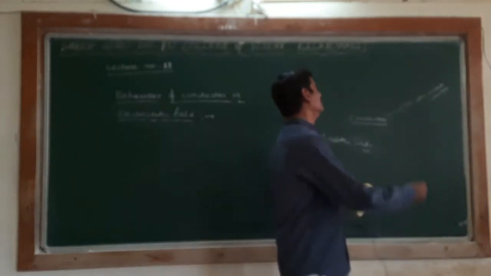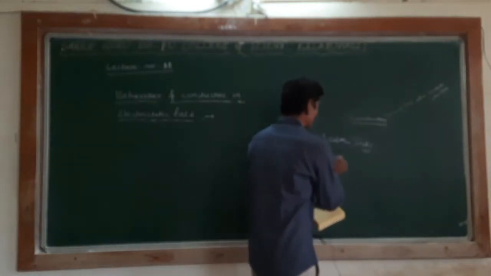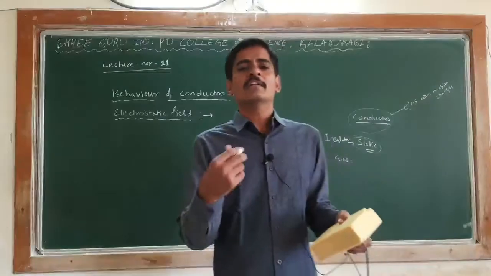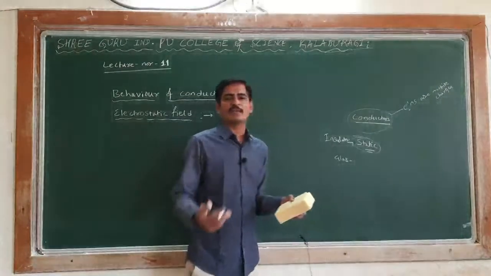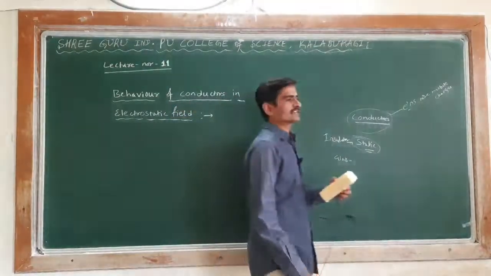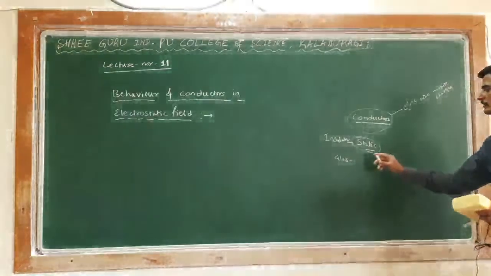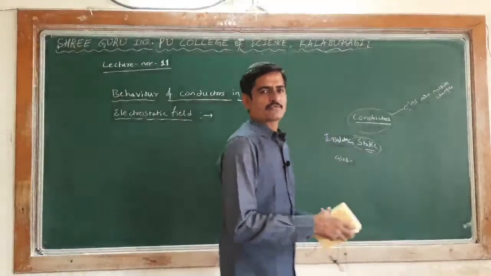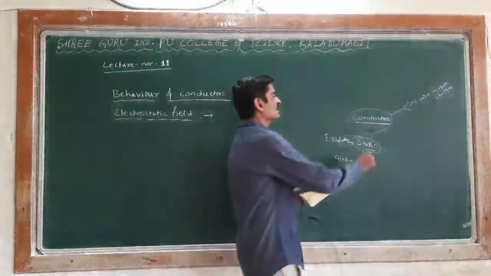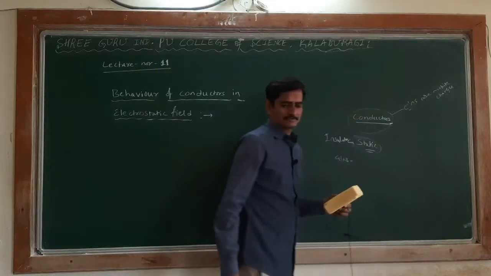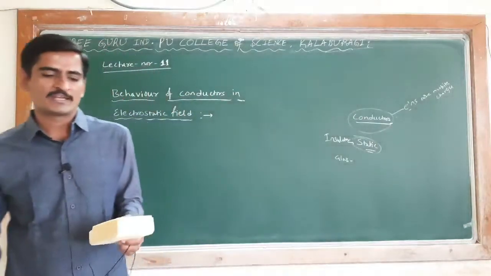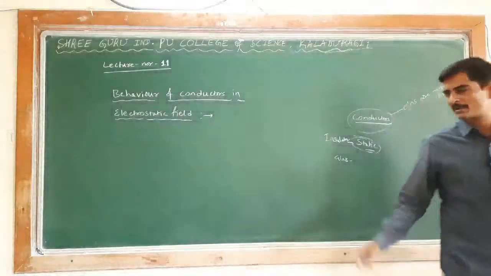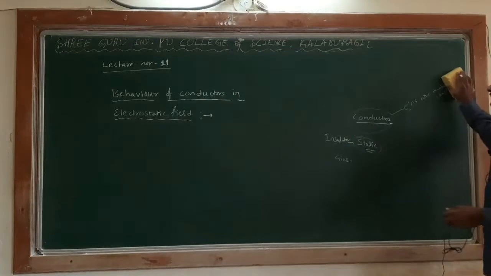For example, if you take a glass rod and rub it with silk, then the charges on the glass rod will remain static. There are a large number of examples of insulators: rubber, glass rod, paraffin wax, all these materials are insulators. Examples of conductors are copper, aluminum and silver. Large numbers of examples are there for conductors and insulators.